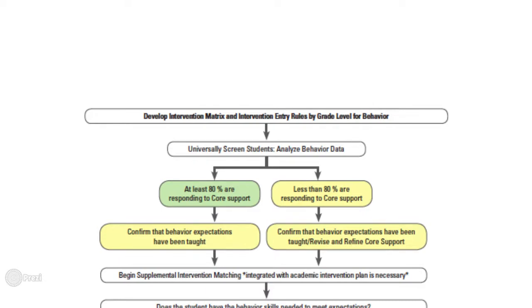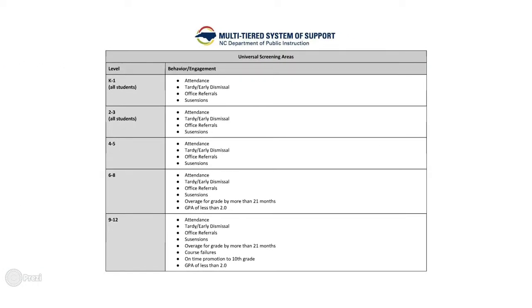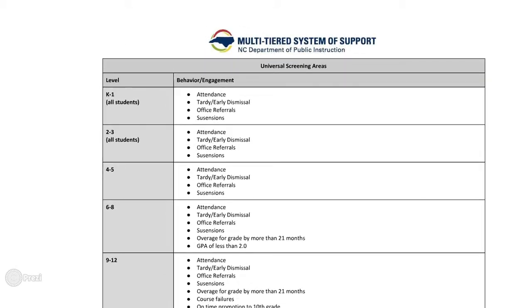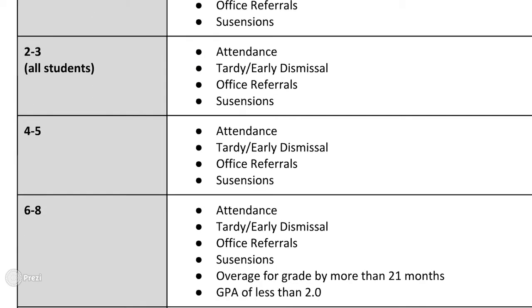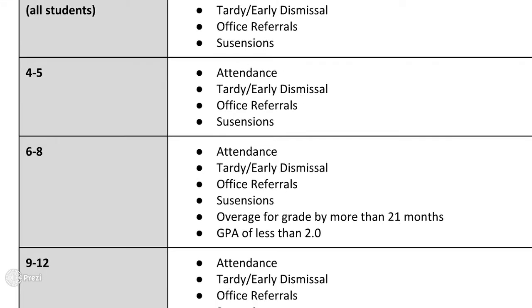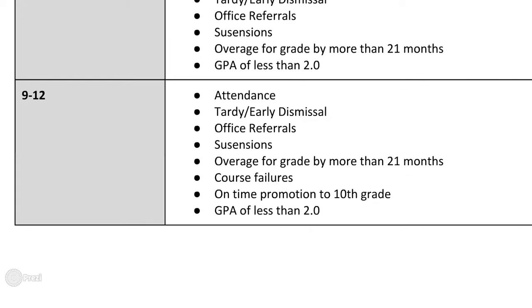But if you want to look at some additional areas, we've provided a resource that will identify the areas in early and middle elementary school, late elementary school, middle school, and high school that are areas to look at for universal screening.